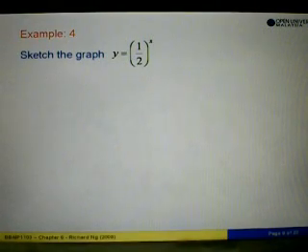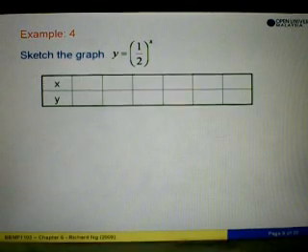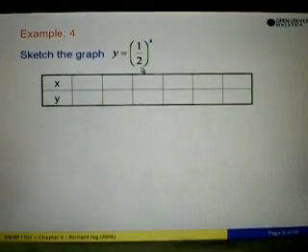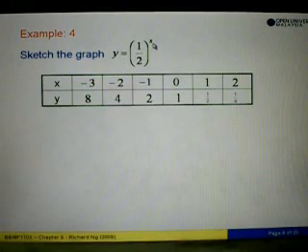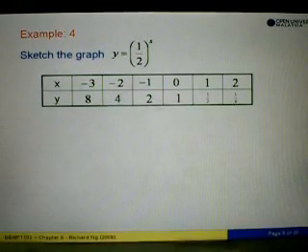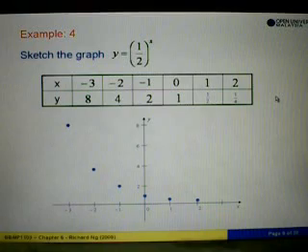Example 4, we are asked to sketch the graph y equals (1 over 2) to the power x. So in this case, the value of a is between 0 and 1. So let's plot some points here. If we substitute x with negative 3, the answer will be 8. When we substitute with negative 2 here, (1 over 2) to the power negative 2 will give us 4, and so on. Okay, so let's plot all these points.